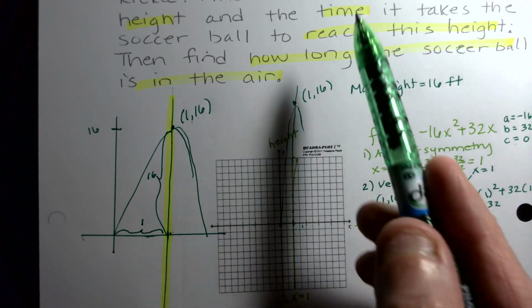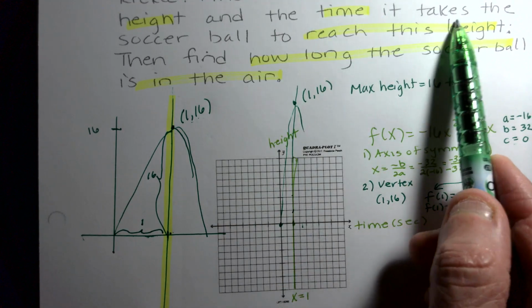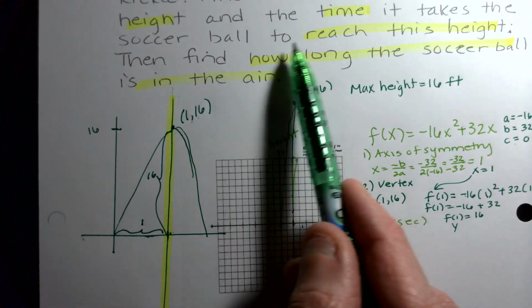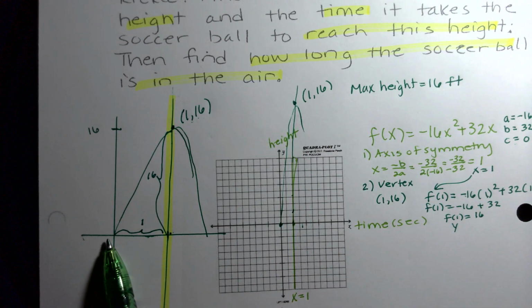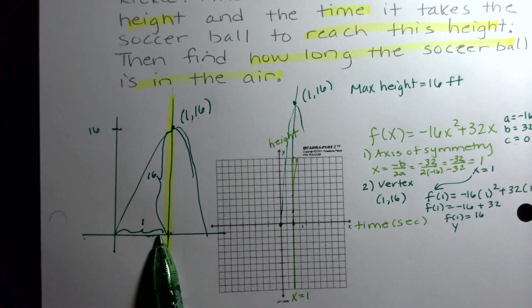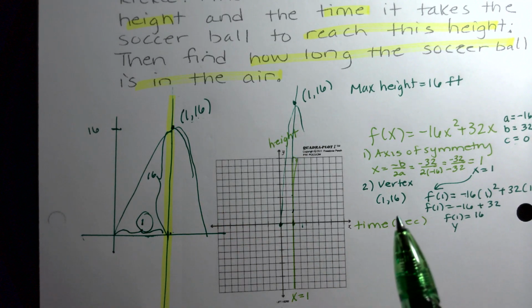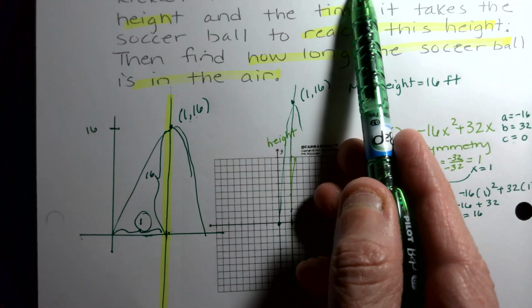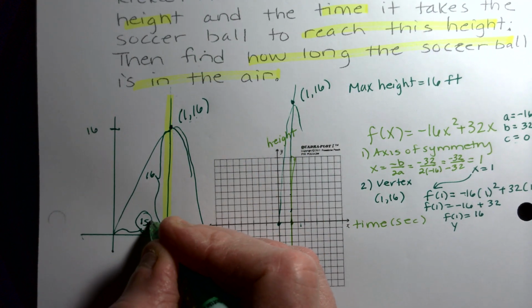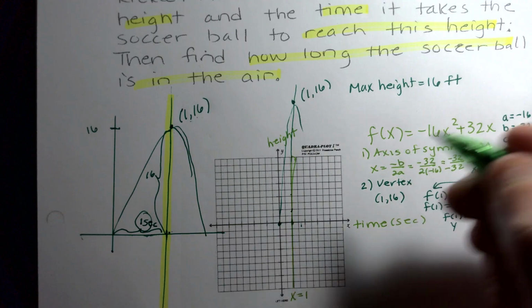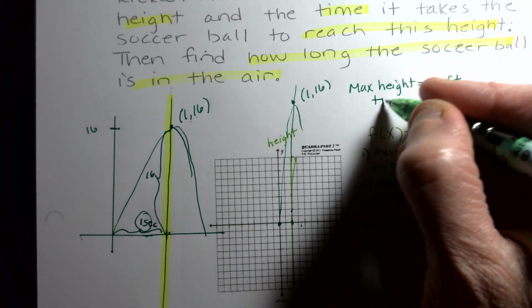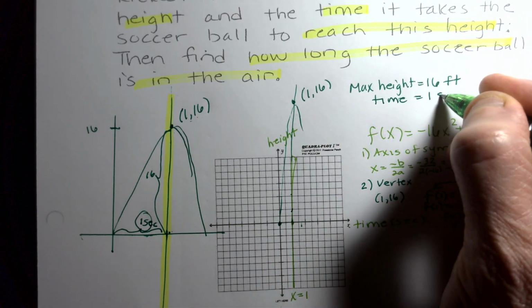Done with that. And the time it takes the soccer ball to reach that height. Well, when it got to here, how much time ticked by? It's right there. 1 what? What's the unit in here? Seconds. That's 1 second. So that time was 1 second.